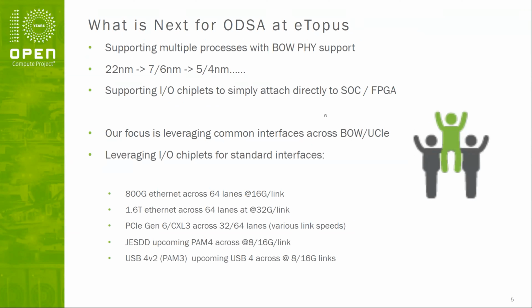Again, these are streaming interfaces, and we're putting a lot of effort into working with controller companies on putting these chiplets together. We're also working on JESD, which will leverage 64 gig SerDes on one side and BoW/UCIe on the other. And then there's an emerging USB 4.2, which will use PAM3 of all things, across some slow speed links. Again, the focus for us is chiplets that will connect very easily to an SoC. Next slide.